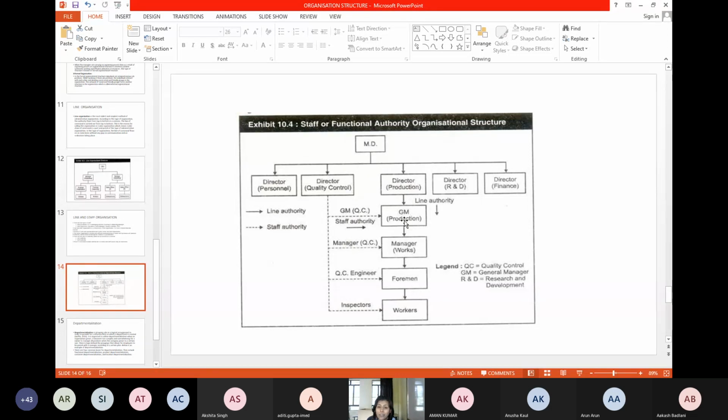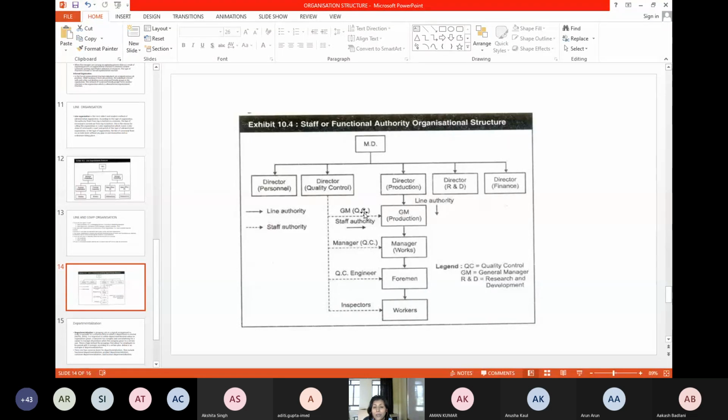But here GM production also has some staff, that is GM quality control. Whenever he wants to have some opinions regarding quality control, there is a GM who is an expert in quality control. Similarly, you can find that sometimes the staff has authority also, depending on the nature of the organization.